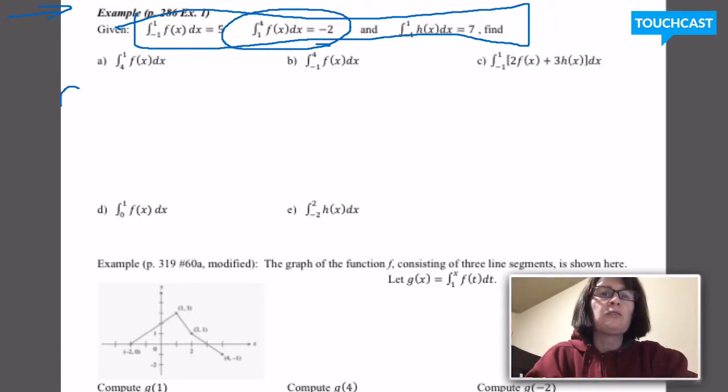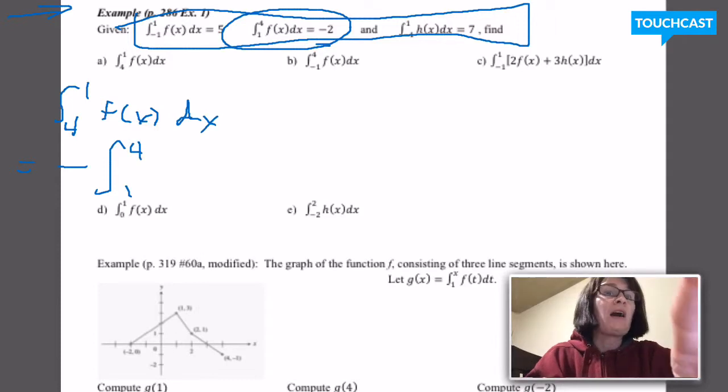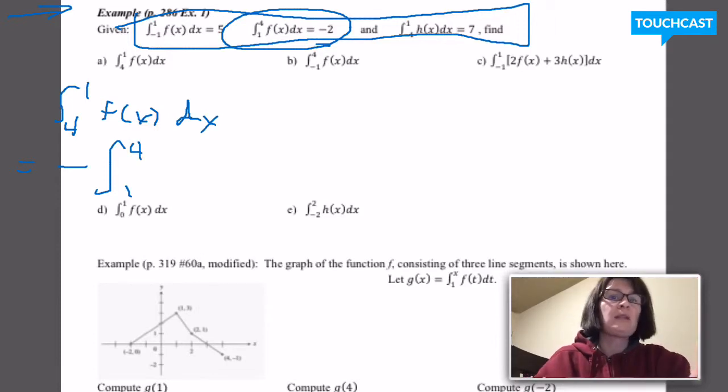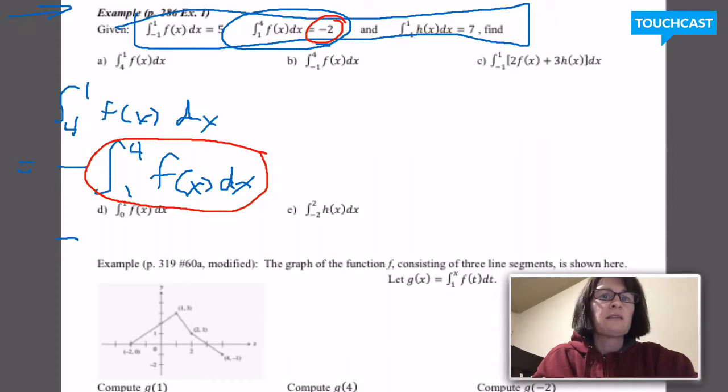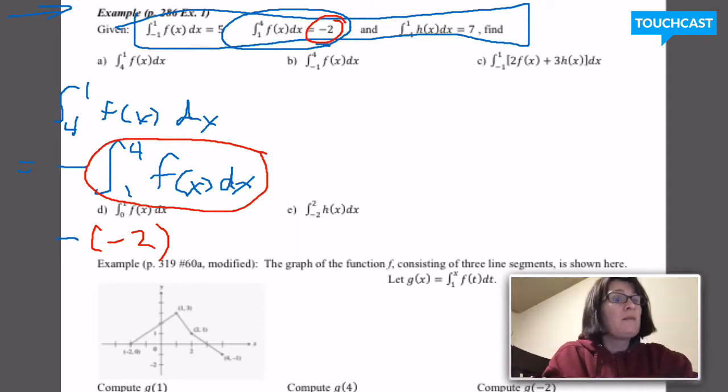So we know that the integral from 4 to 1 of f of x dx is going to equal the opposite of the integral from 1 to 4. So if I want to switch the limits, I'm going to have to take the opposite of the integral. So the opposite of the integral from 1 to 4 of f of x dx, which is the opposite of this part I know. I know the integral from 1 to 4 of f of x dx is -2. So my final answer is going to be the opposite of -2, which makes +2.